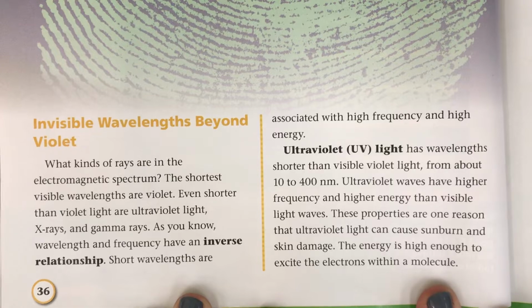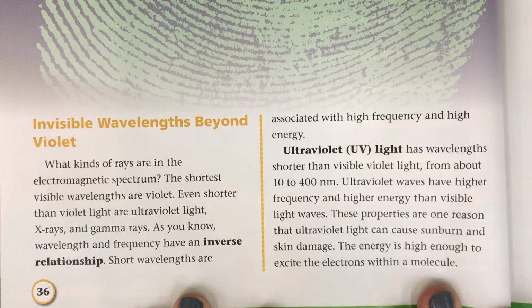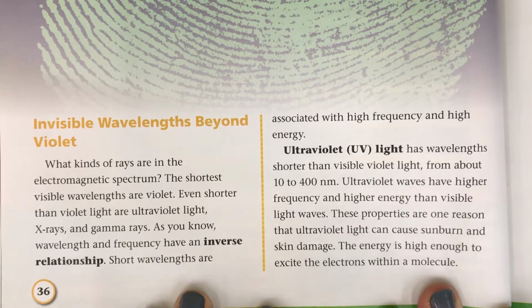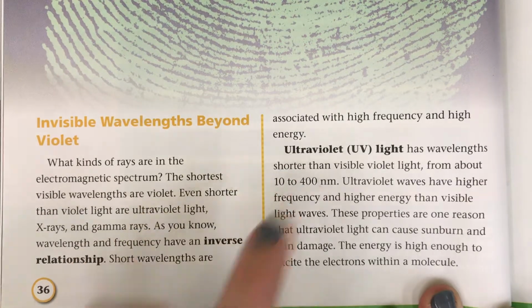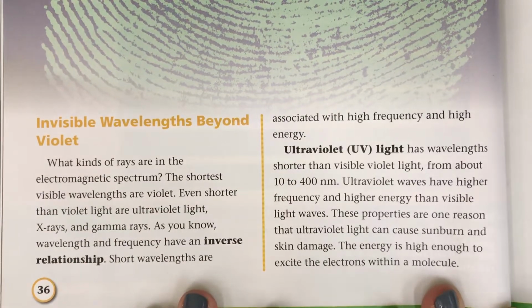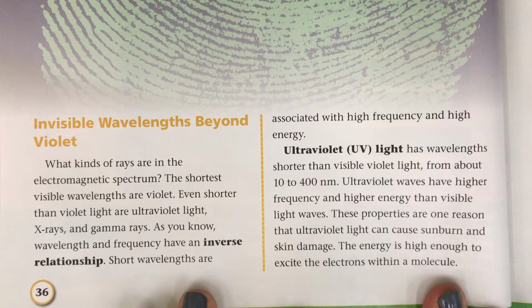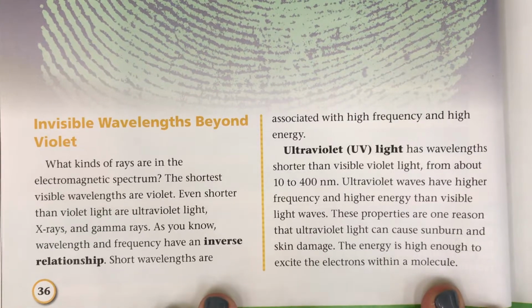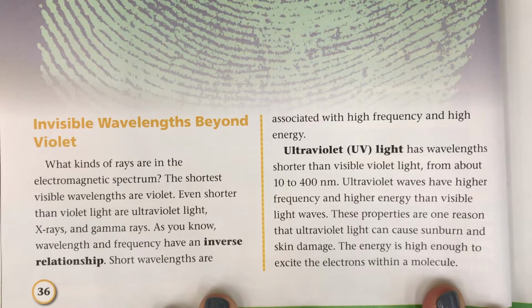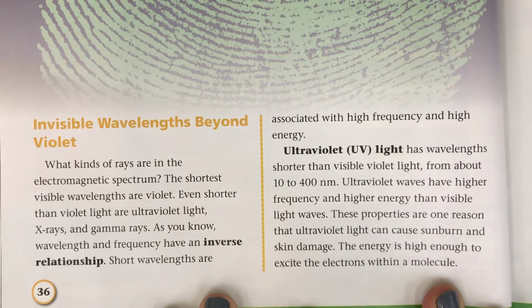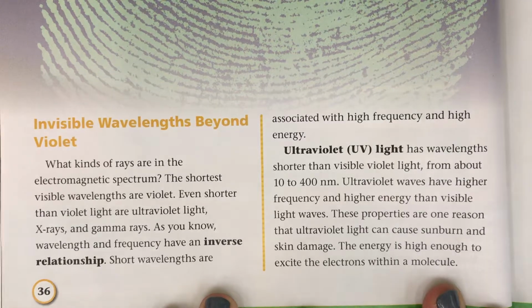Ultraviolet or UV light has wavelengths shorter than visible violet light, from about 10 to 400 nanometers. Would you highlight that, please? Ultraviolet rays have higher frequency and higher energy than visible light waves. These properties are one reason that ultraviolet light can cause sunburn and skin damage. The energy is high enough to excite the electrons within a molecule.